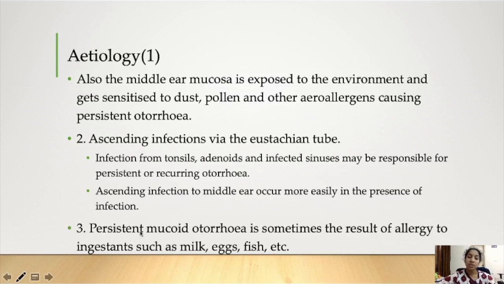The third one is persistent mucoid otorrhea, which is sometimes the result of allergy to ingestants such as milk, eggs, fish, etc. Food allergy, right? When you learn allergic rhinitis, you might have seen the different types of allergies which will cause allergic rhinitis. So one of them is food allergy. Like that, some allergens will also cause this persistent otorrhea.